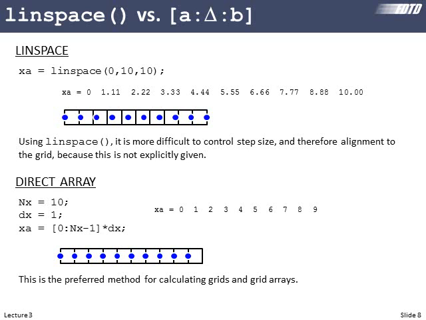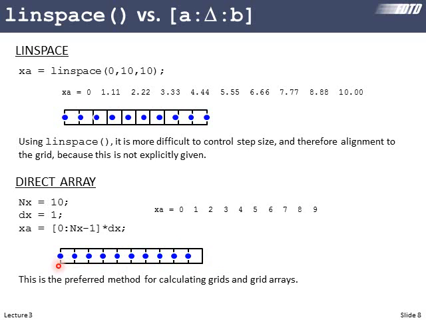If we do what I call a direct array now, we still want 10 numbers. We want the step between them to be exactly 1. Now we can say, let's go from 0 to the number of points minus 1 and then multiply by the step size. Now we have an array that goes 0, 1, 2, 3, 4, 5, 6, all the way up to 9, and those conform exactly to the unit cells.